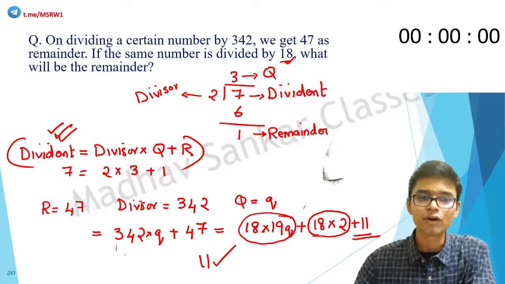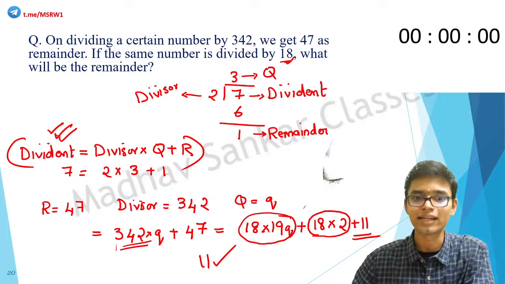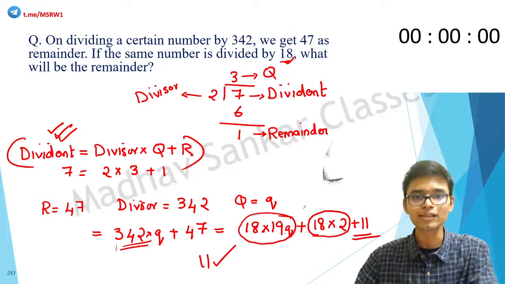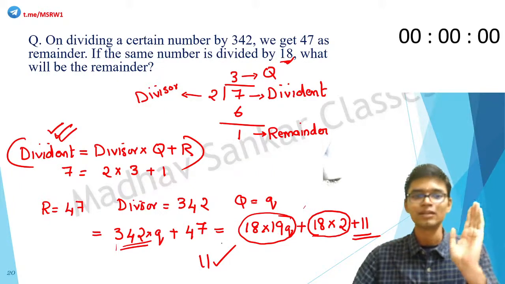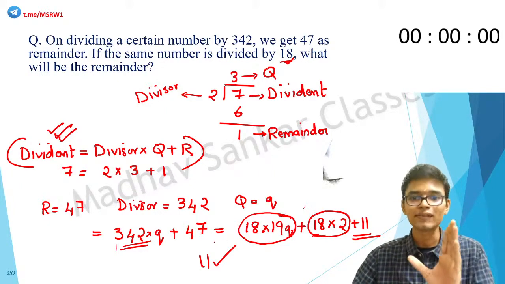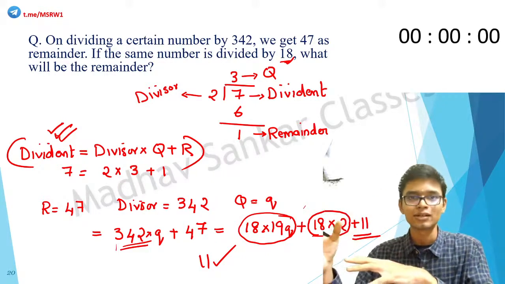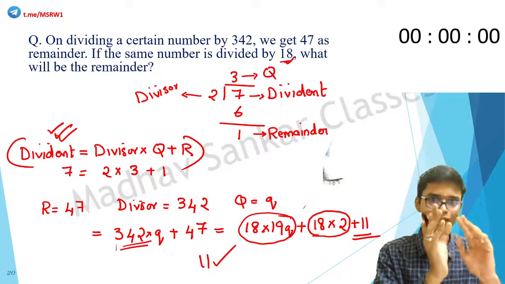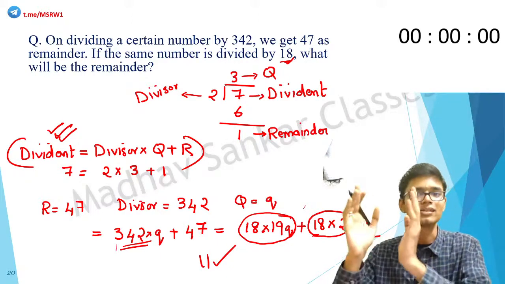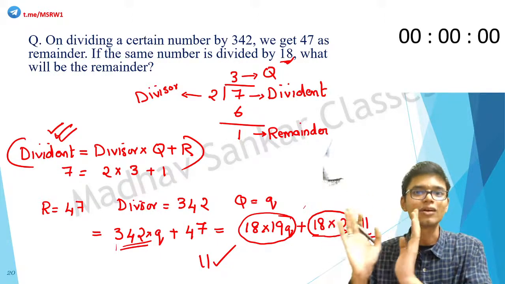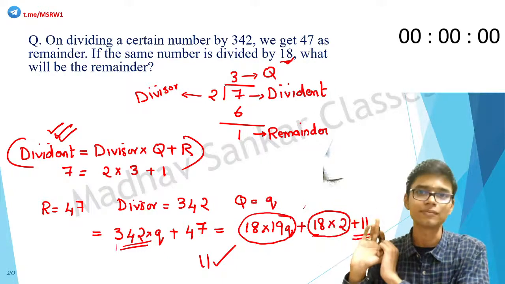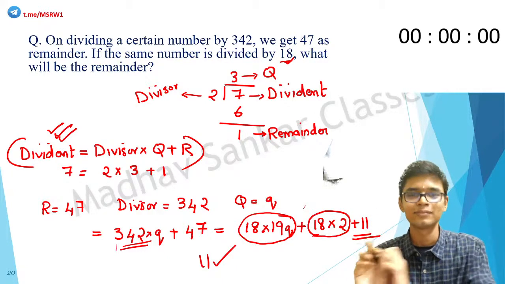So here 342 q can be factorized as 18 into 19 q, so that is perfectly divisible by 18. Then we have 47. In 47, we can split 47 as 36 plus 11. 36 is divisible by 18, so that is also taken away. Remainder is 11, and that 11 is not divisible, so that is the remainder. Get it? Okay.